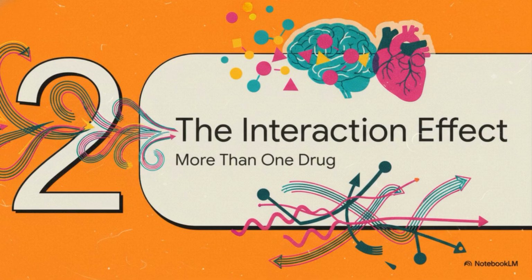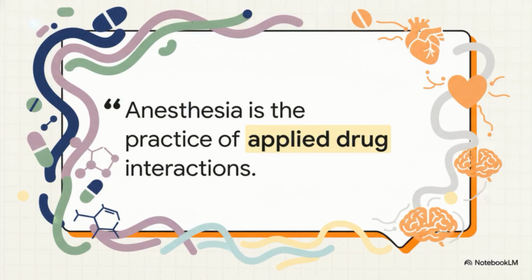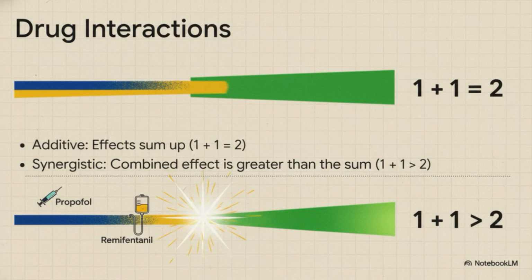And the reality of anesthesia is that we rarely use a single agent. It's almost always a polypharmacy cocktail: a hypnotic, an analgesic, a muscle relaxant. Anesthesia is the practice of applied drug interactions. We categorize them as additive, which is 1 + 1 = 2. Synergistic, where 1 + 1 is greater than 2. And antagonistic, where 1 + 1 is less than 2. Synergy is what makes modern anesthesia so efficient and, frankly, safer.